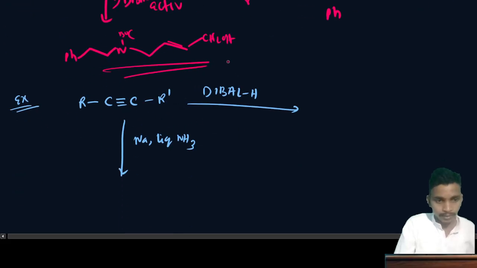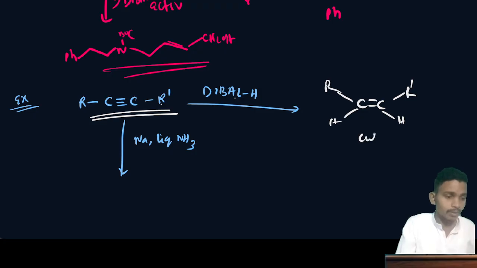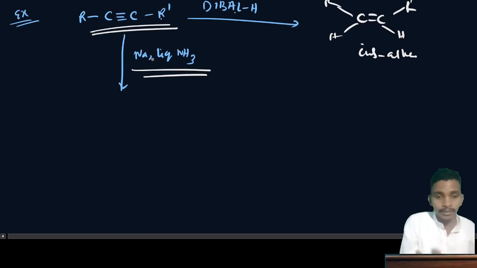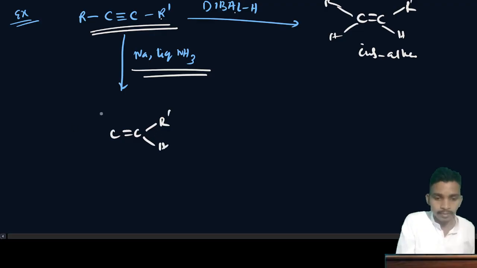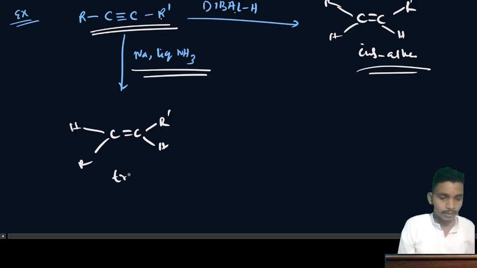Similarly, the next question: if it is an internal alkyne, and you are given DIBAL-H, then this is converted into the cis alkene, with R' and R, then H and H. Now, if you are giving Na in liquid NH3, this reagent we will discuss later, this is called Birch reduction. In that case, it will convert into the trans alkene, with R' and H, and here R and H. So you have to remember that DIBAL-H gives cis alkenes, and sodium in liquid ammonia gives trans alkenes.